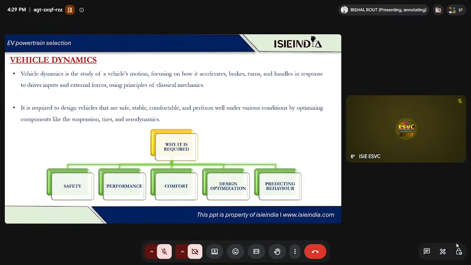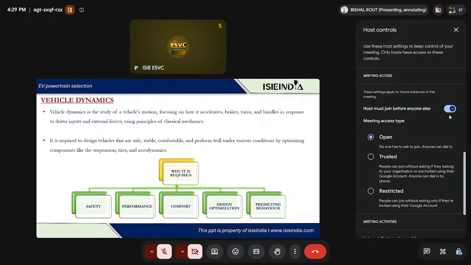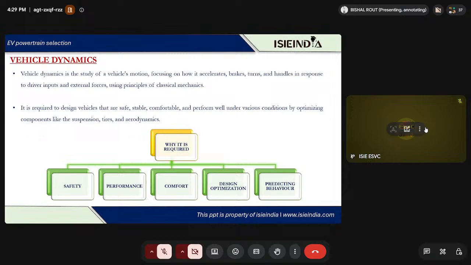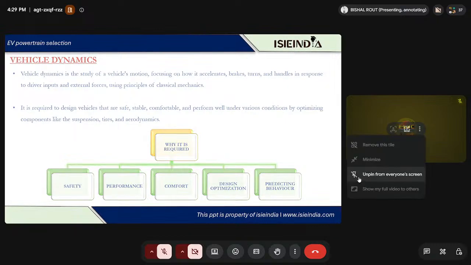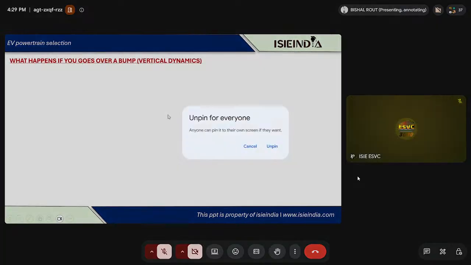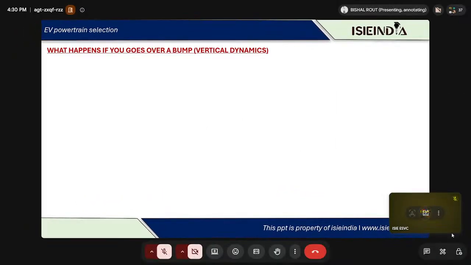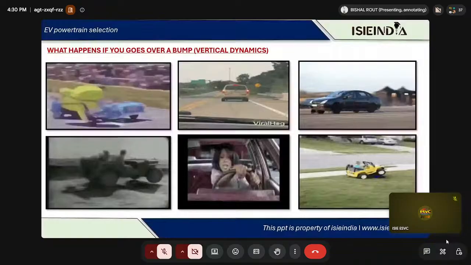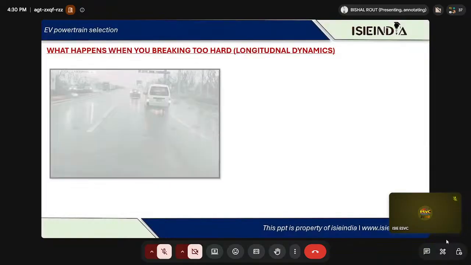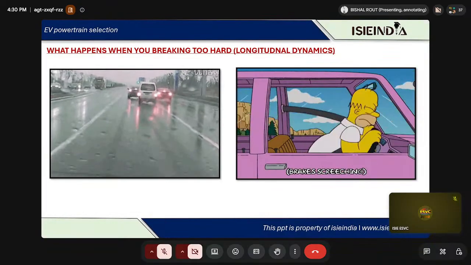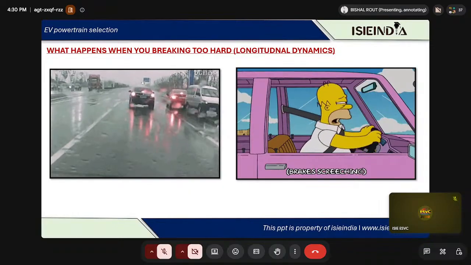our vehicle dynamics is basically divided into three types. Whenever you study any kind of vehicle dynamics anywhere, it is divided into three types. One is the longitudinal vehicle dynamics, one is the vertical vehicle dynamics. Right, for longitudinal vehicle dynamics, you can see these examples.